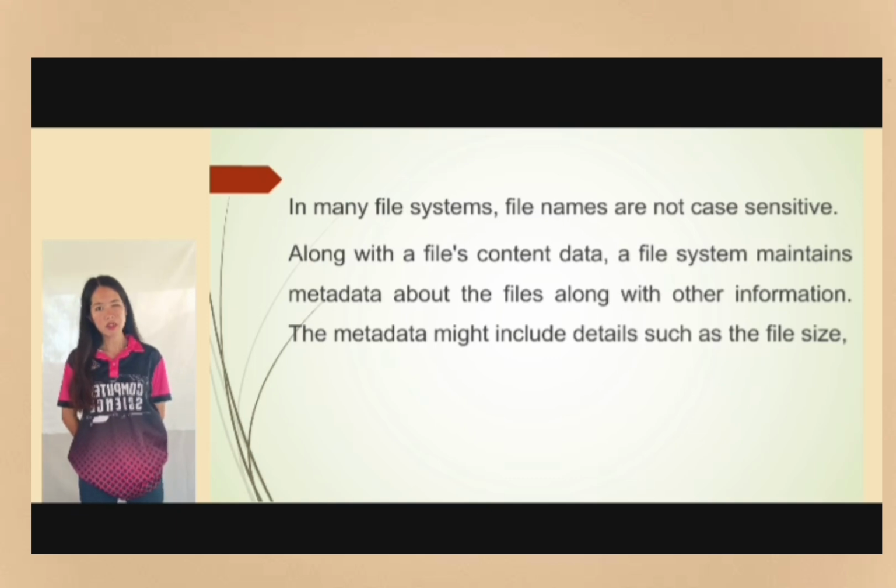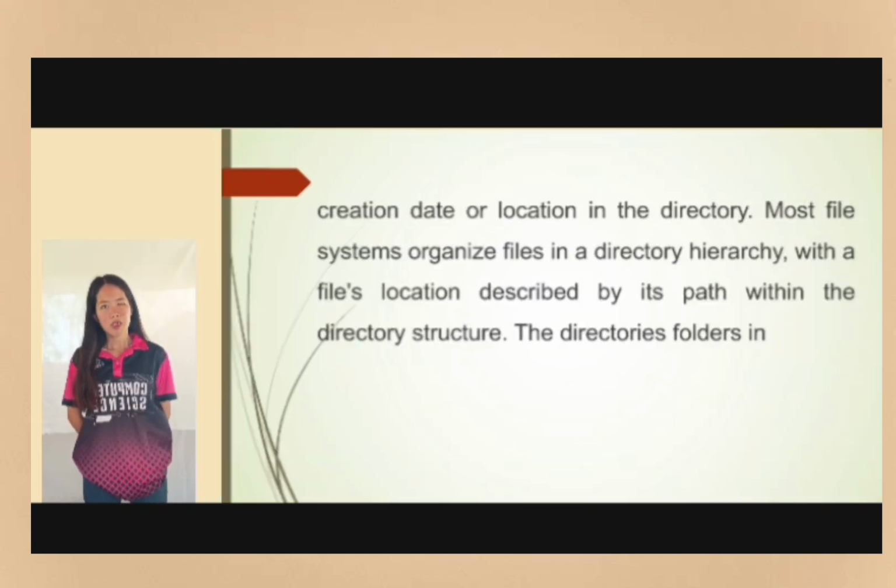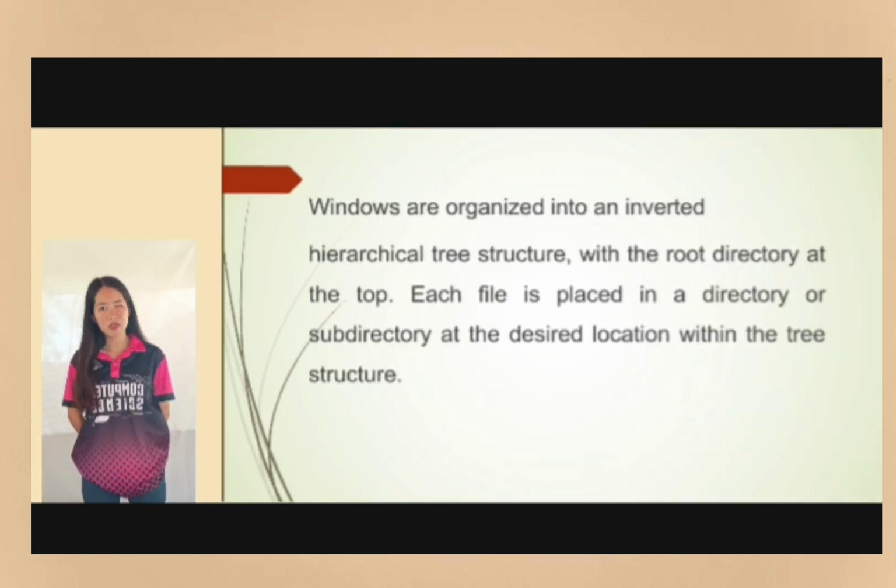In many file systems, file names are not case sensitive. A file system maintains metadata about the files, along with the file's content data. The metadata might include details such as the file size, creation date, or location in the directory. Most file systems organize files in a directory hierarchy, with a file's location described by its path. Within the directory structure, the directories, or folders in Windows, are organized into an inverted hierarchical tree structure, with the root directory at the top. Each file is placed in a directory or subdirectory at the desired location within the tree structure.